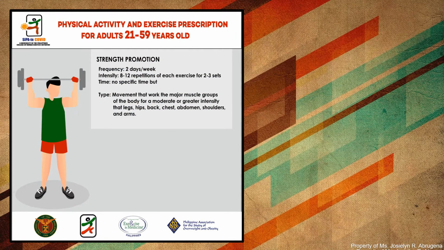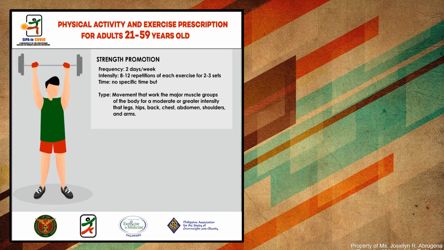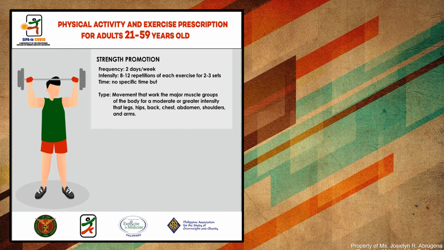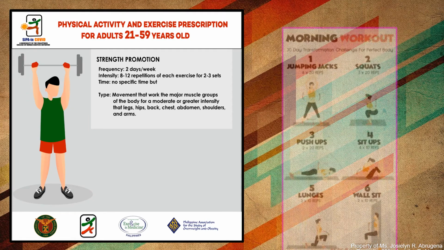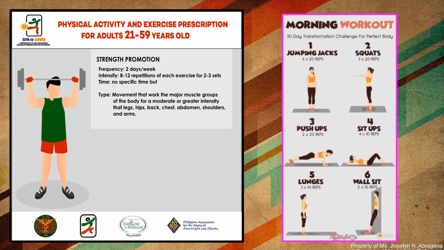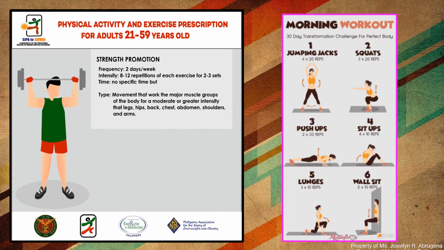Strength promotion. Frequency: 2 days per week. Intensity: 8 to 12 repetitions of each exercise for 2 to 3 sets. Time: no specific time. Type: movements that work the major muscle groups of the body at a moderate or greater intensity: legs, hips, back, chest, abdomen, shoulders and arms.